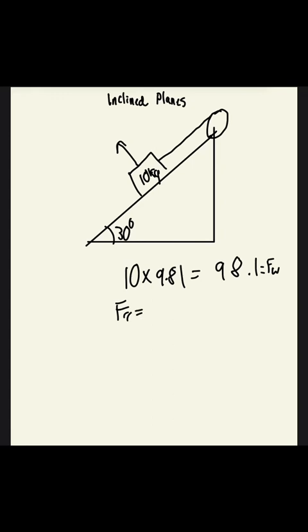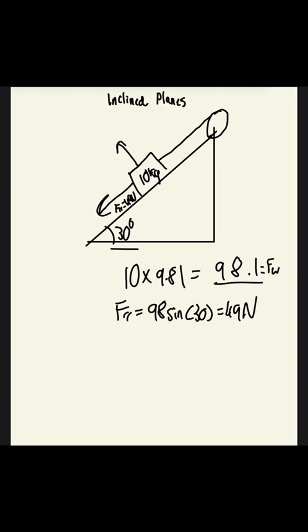To find the vertical and horizontal components, the parallel component is equal to, rounding this to 98, 98 sine 30, and that's going to be equal to 49 newtons. So that's going to be this force here. This is going to be our F parallel, and it equals 49 newtons.